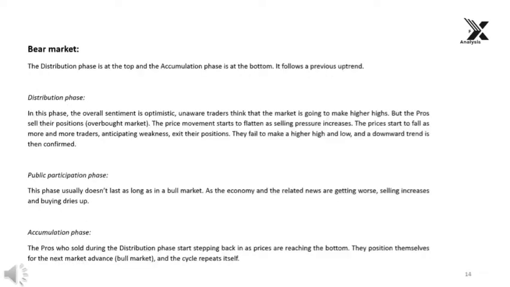In a bear market, the 3 phases are: the distribution phase at the top, and the accumulation phase at the bottom. It follows a previous uptrend. Distribution phase. In this phase, the overall sentiment is optimistic, and unaware traders think that the market is going to make higher highs. But the pros sell their positions in an overbought market.